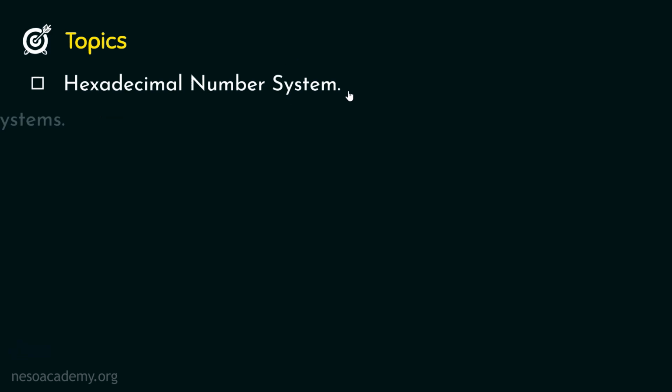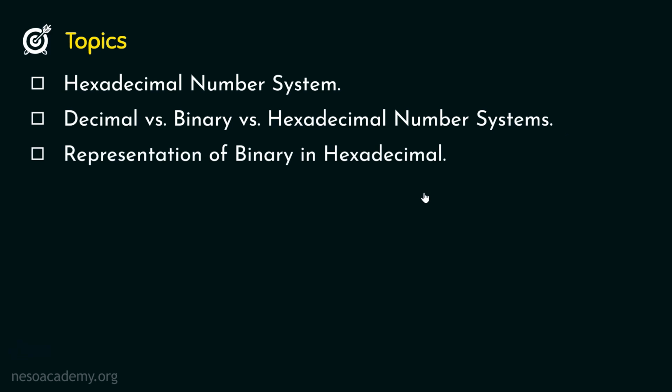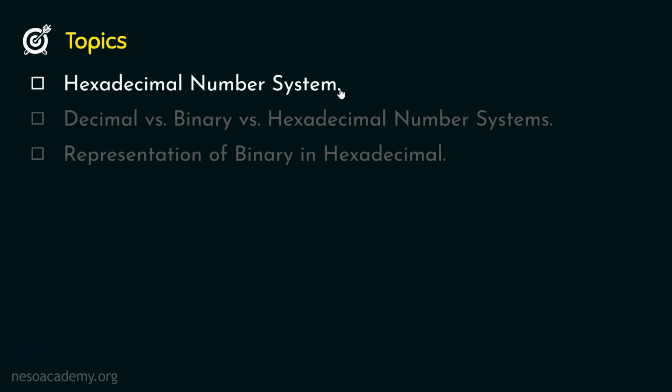Coming to the topics that we are going to cover in this session, at first we will learn about the hexadecimal number system. Thereafter, we will have a comparative study of decimal, binary and hexadecimal number systems. Finally, we will end our session learning about the representation of binary in hexadecimal. So let's begin with hexadecimal number system.